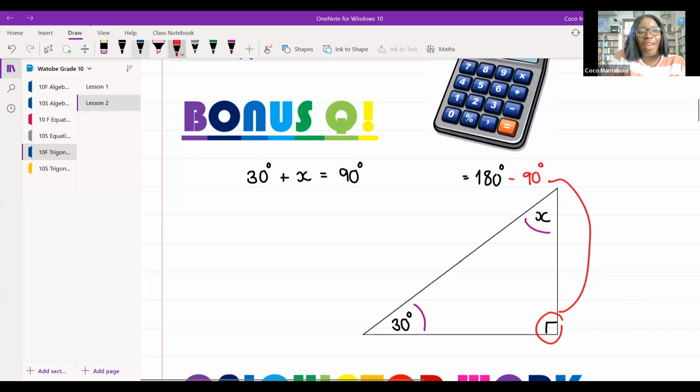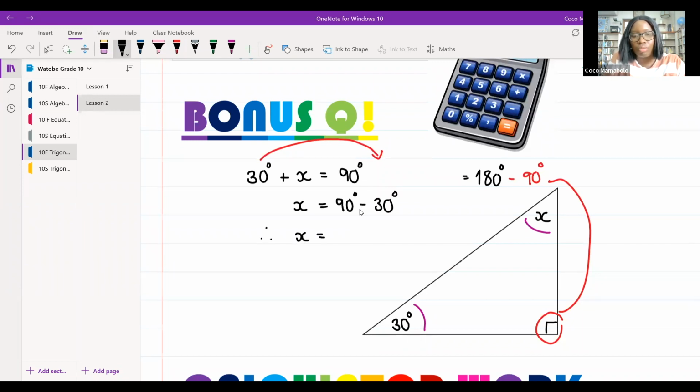Okay, so if I had to do this algebraically and I have to move things around, I'm going to take my 30 degrees over to the other side and I'm going to get X is equal to 90 degrees minus 30 degrees. Therefore, X is equal to 60 degrees. Okay, can I get a thumbs up again? Does everybody understand how I got to this point?